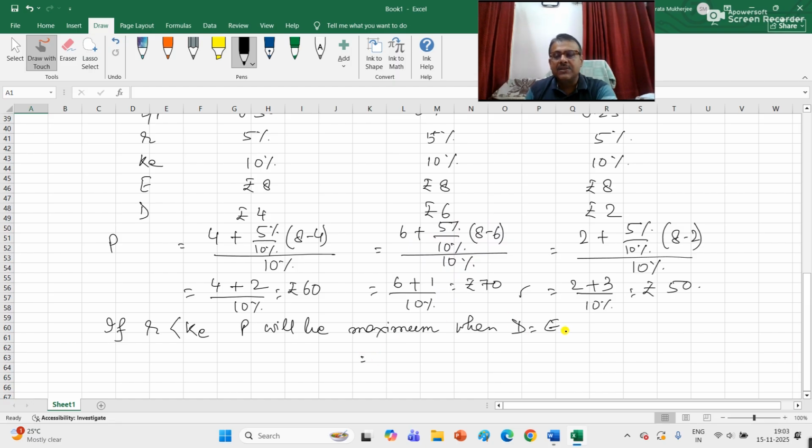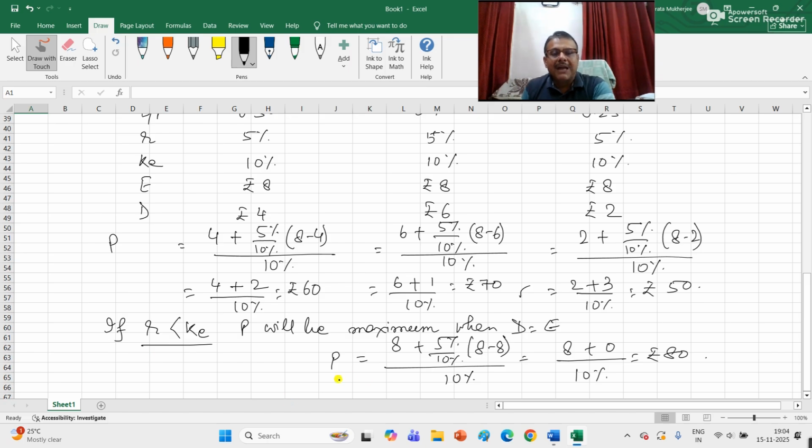So if the entire D is equal to E, so here when D is equal to E, P will be equal to 8 plus 5% by 10%, 8 minus 8 by 10%. So if the entire earnings are distributed as dividend, your market price will be rupees 80. So the thing is that if your internal rate of return is less than the cost of equity, then maximum P will take place when the entire earning is distributed as dividend.